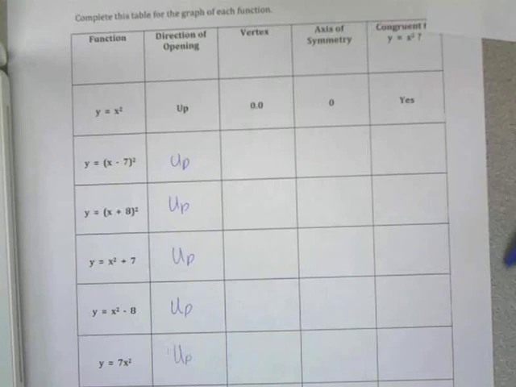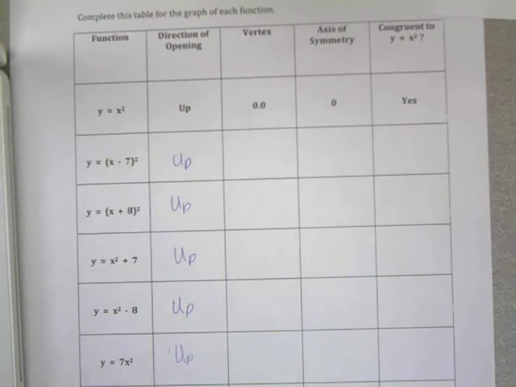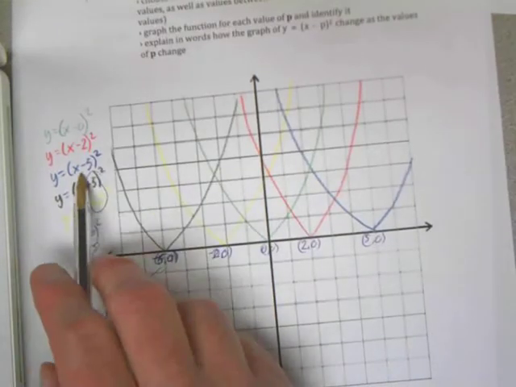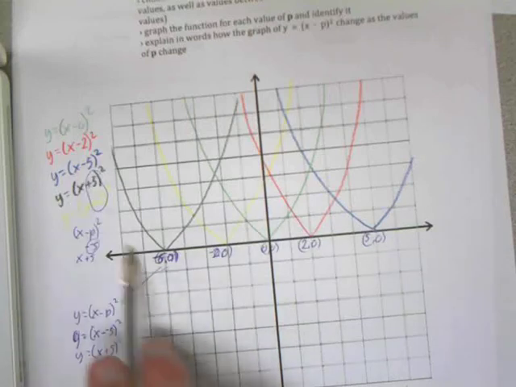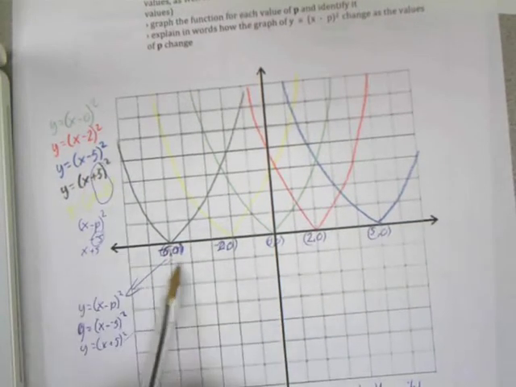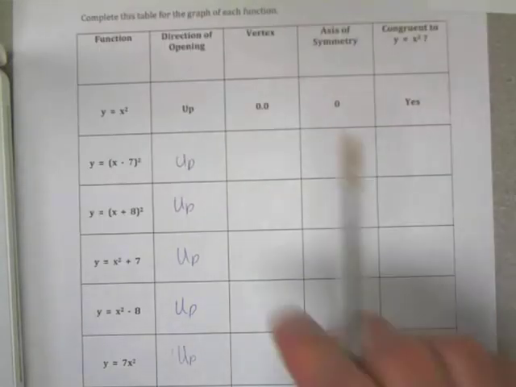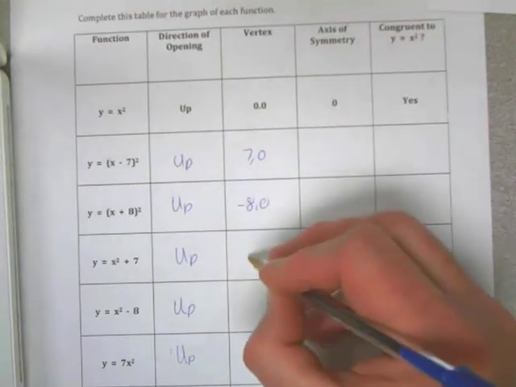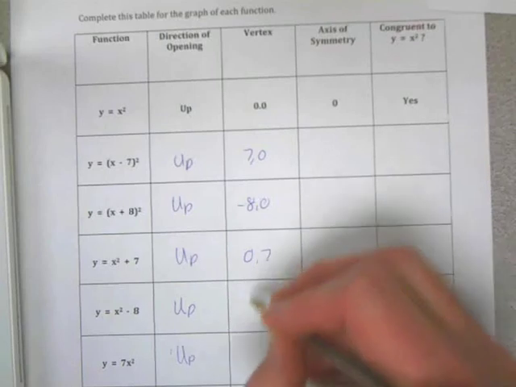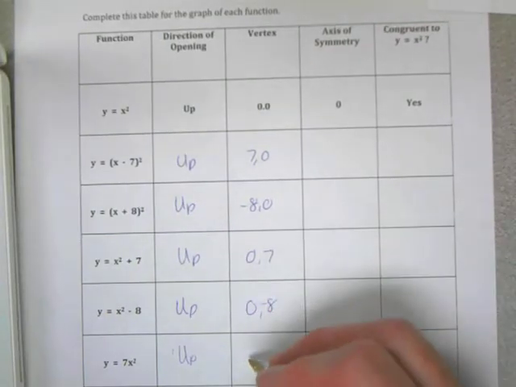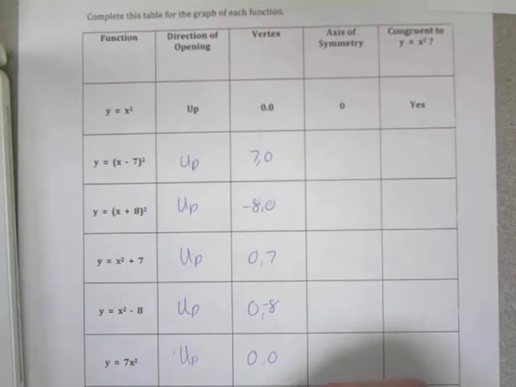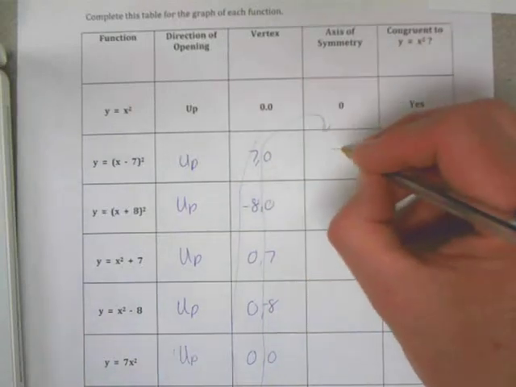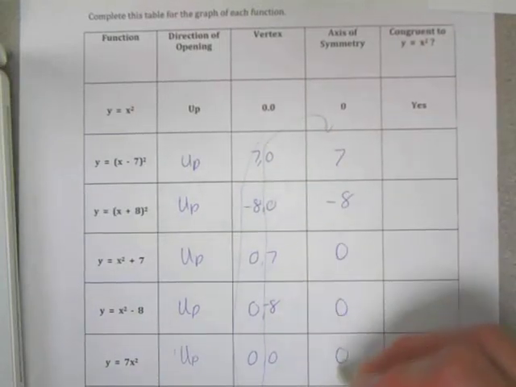The vertex is where it splits it up, always the middle. So when I look at this, the vertex of the blue one was (5, 0). So that tells me all equations like this will be (7, 0) and (negative 8, 0). For this one, it'd be (0, 7), (0, negative 8), (0, 0), and (0, 0). The axis of symmetry is all my x's. So 7, negative 8, 0, 0, 0, 0.